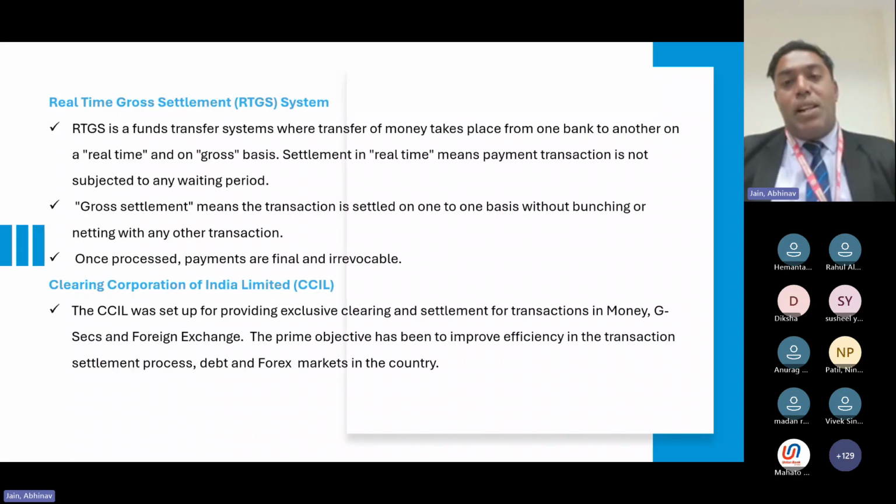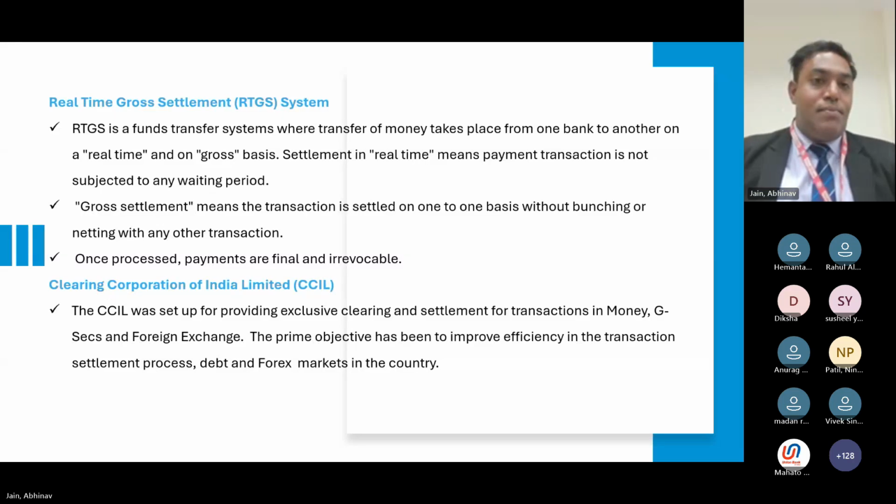Its primary objective has been to improve efficiency in transaction settlement, in the debt and forex market in the country. So it deals in all the instruments, all the debt and forex market for settlement purposes. So do remember, it is Clearing Corporation of India Limited.